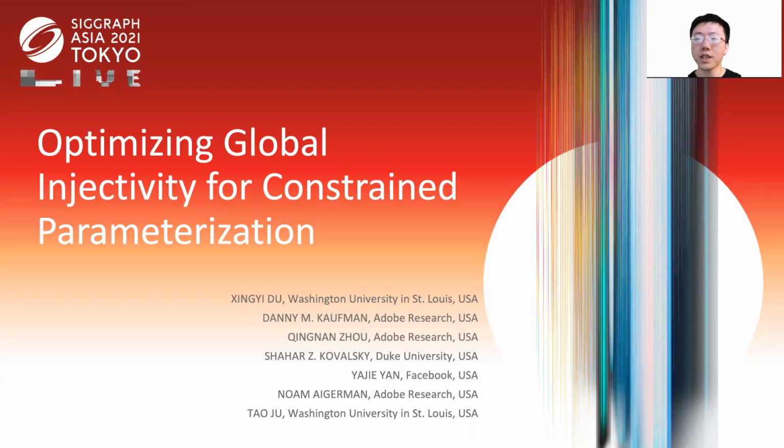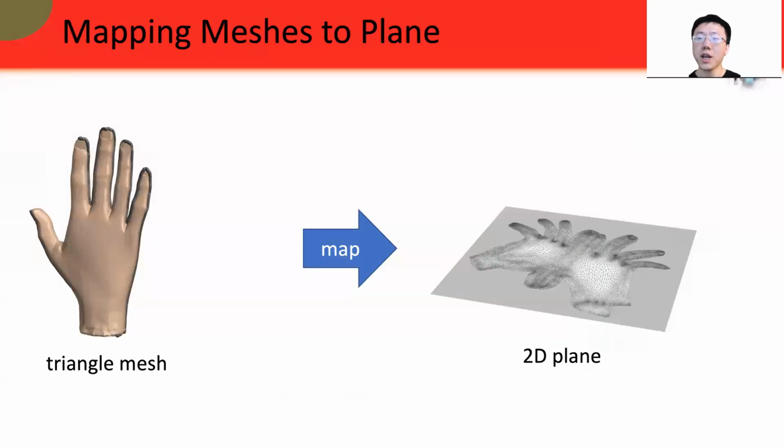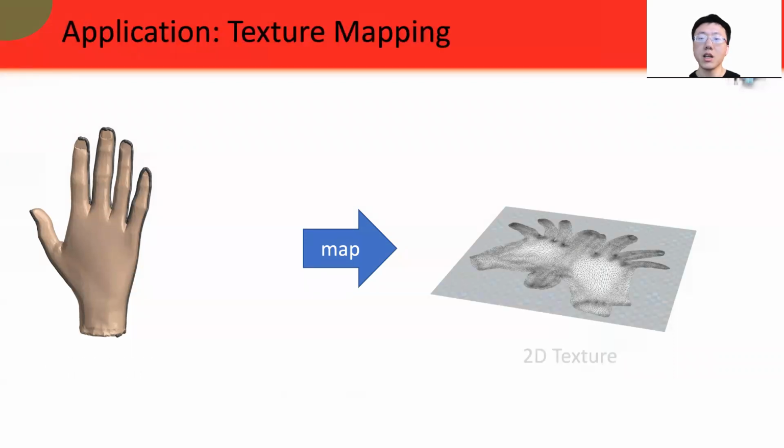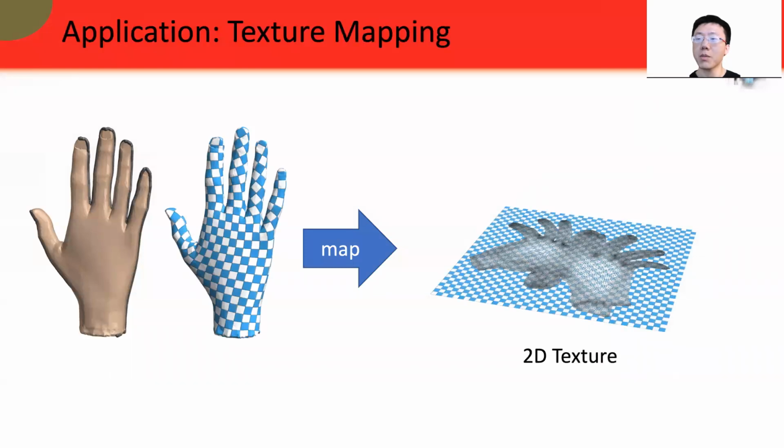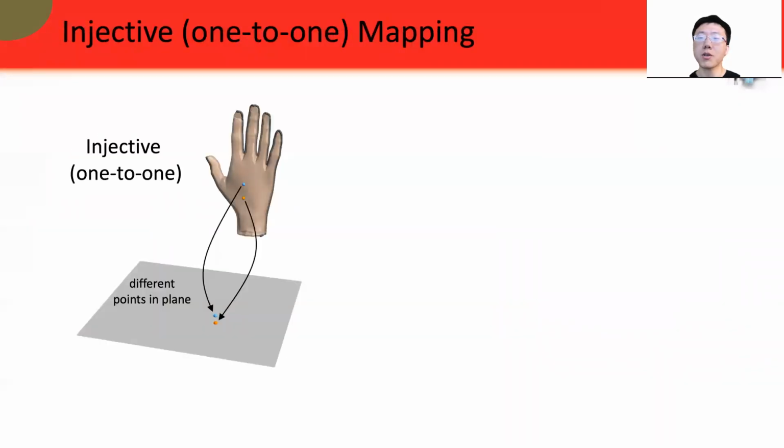Here I'm going to present our paper, Optimizing Global Injectivity for Constrained Parameterization. Mapping triangle meshes into the 2D plane is a fundamental task in graphics and geometry processing. A well-known application is texture mapping, where the map is used to transfer color information from the 2D texture image to the 3D surface. Most applications require the mapping to be injective, or one-to-one.